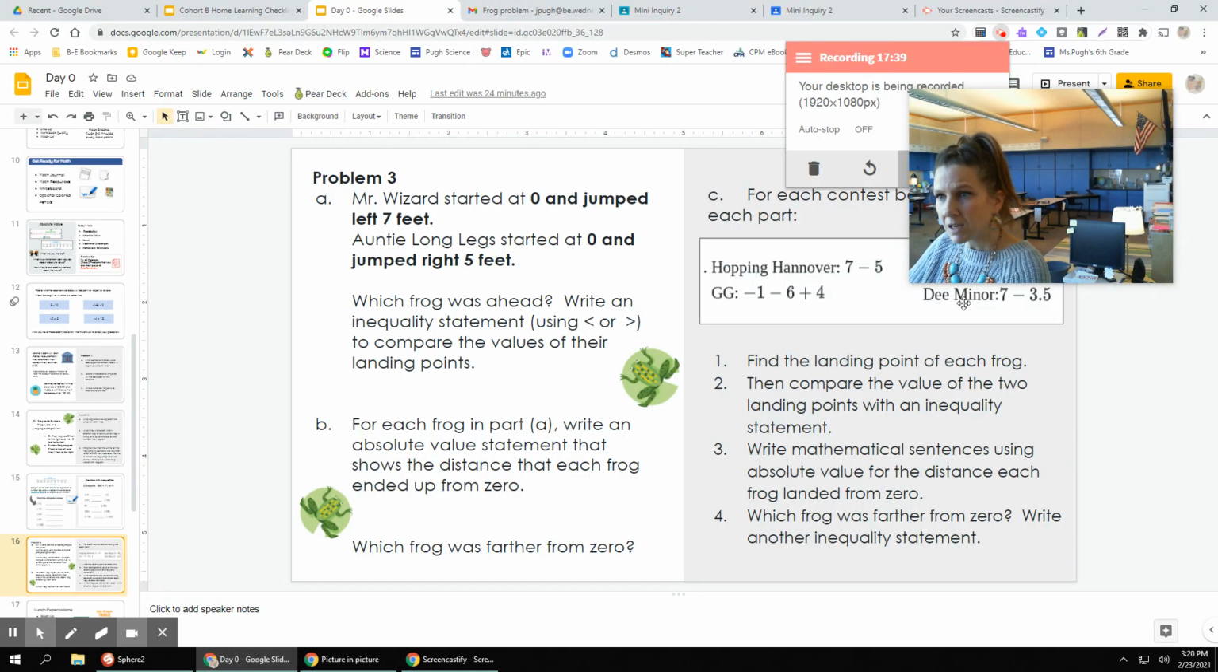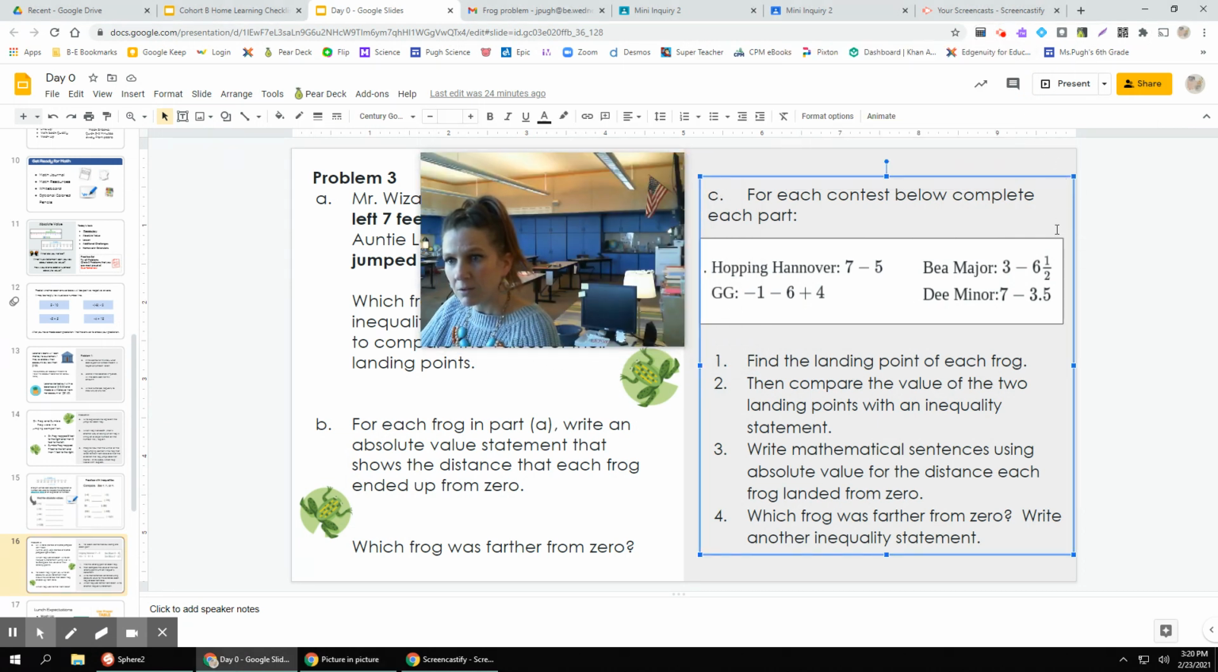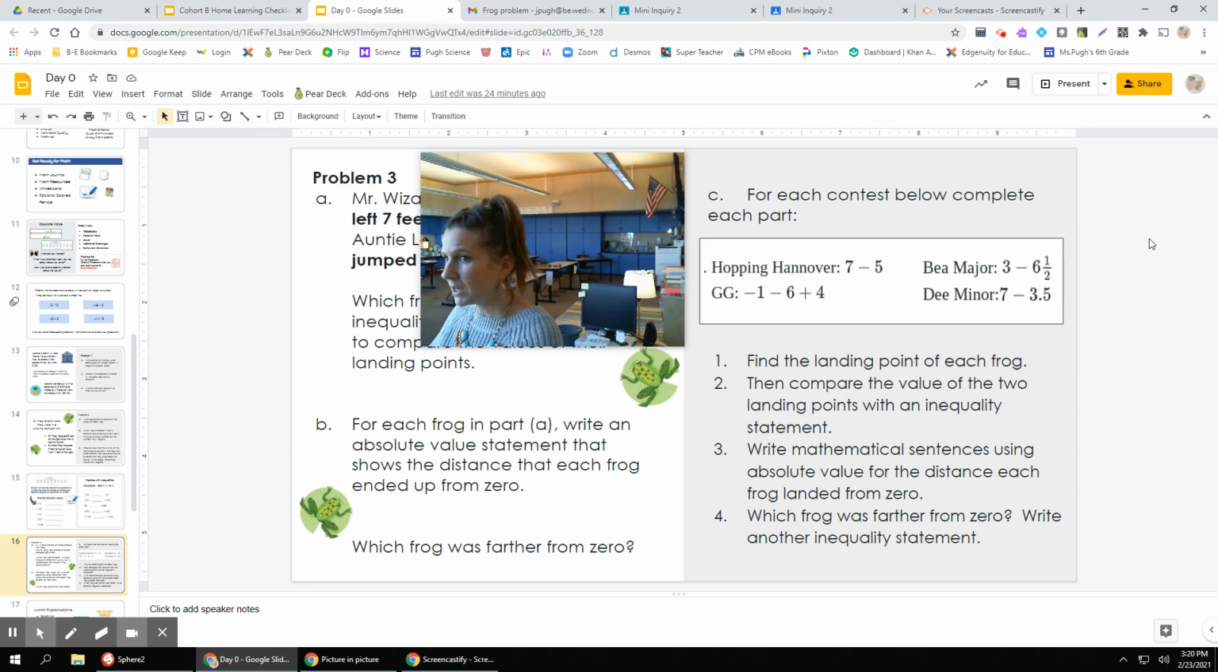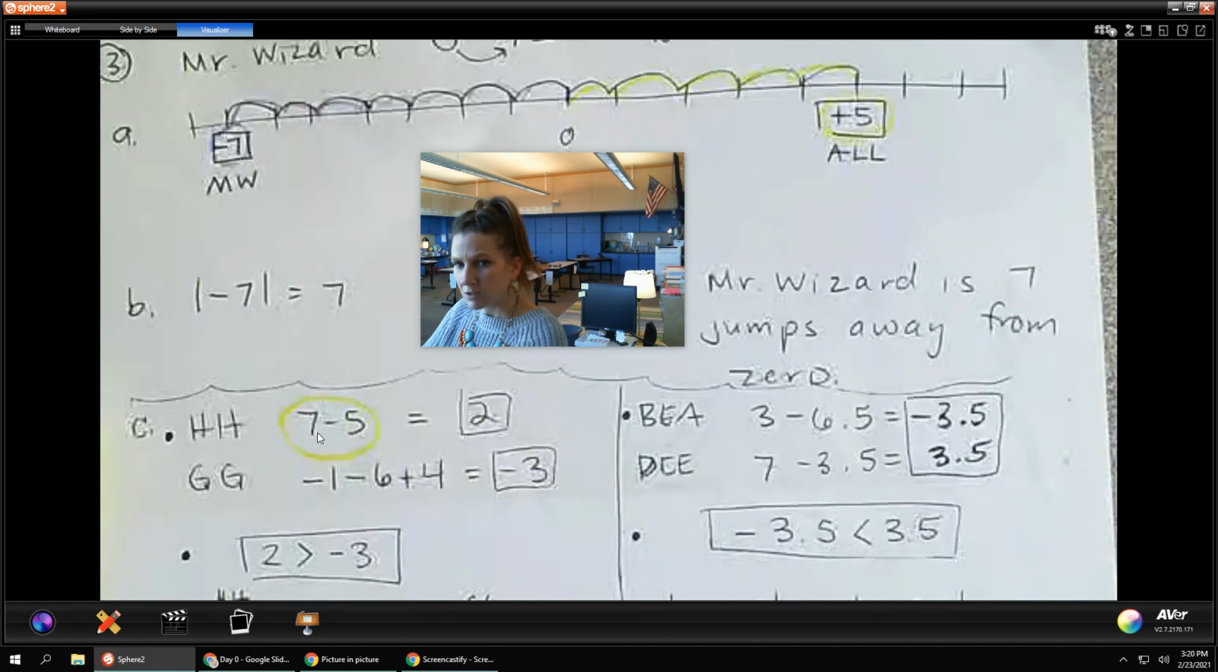So the next part is talking about Hopping Hanover, Gigi, and B major and D minor. This is what they did. So we didn't actually have to write that. I just took that. We need to first find the landing point. It already gave us this information here. So we're going to find the landing point. And how did I do that?